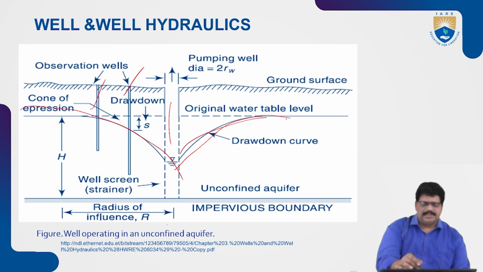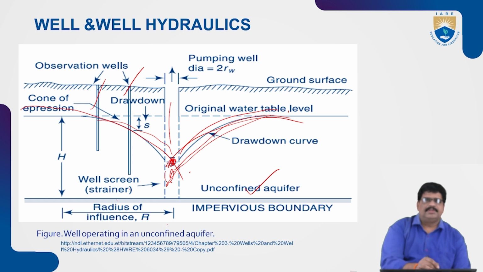Why is there a cone of depression? The water level decreases as per the requirements in the underground. Because the water level at one point depends on the availability of water in the unconfined aquifer, at the well screen radius.